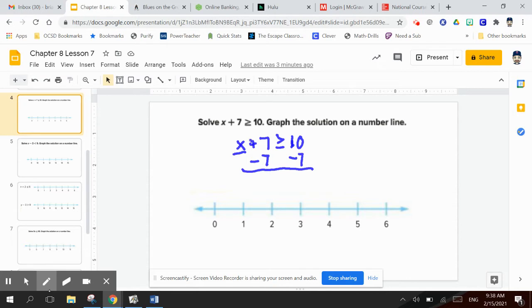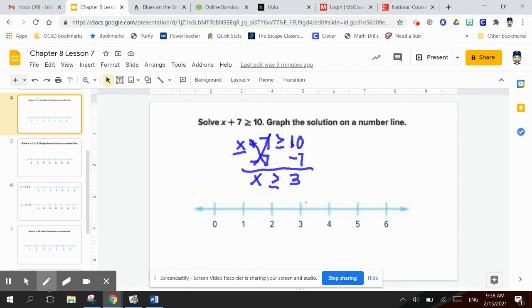7 minus 7 is 0. They cancel out. I'm left with x. 10 minus 7 is 3. So then I bring down my sign of greater than or equal to. So x has to be greater than or equal to 3.